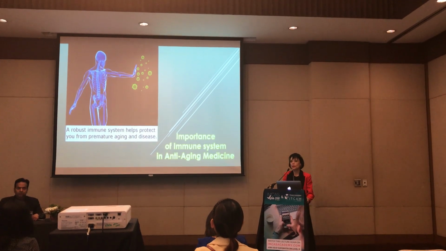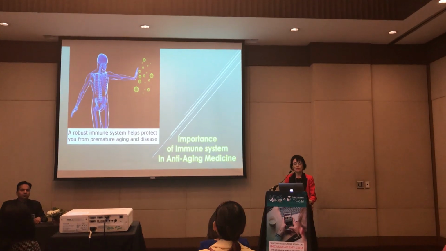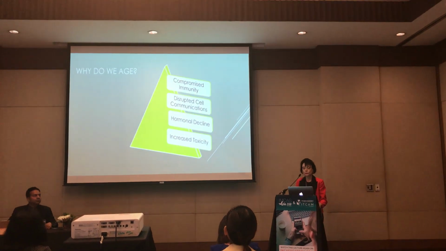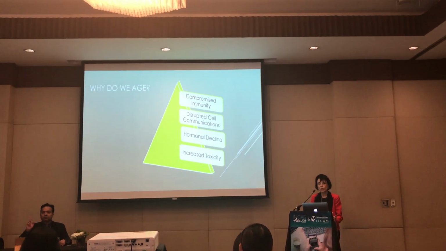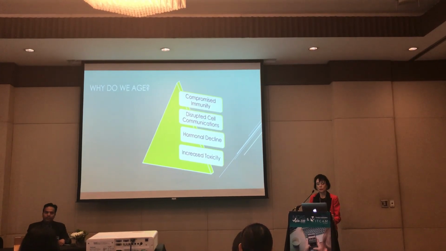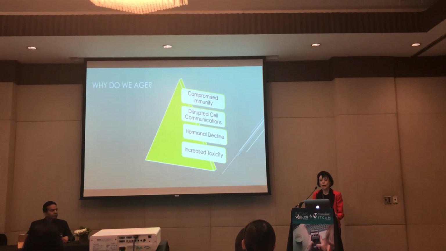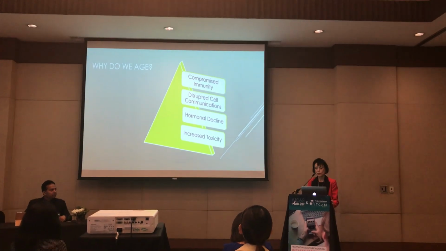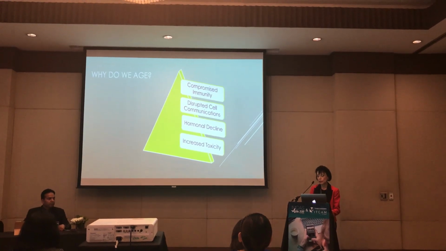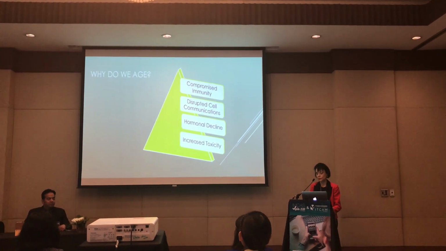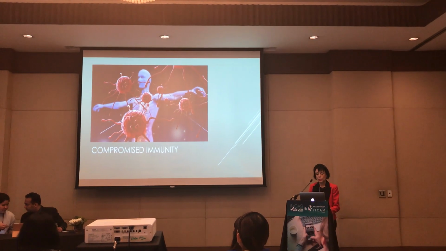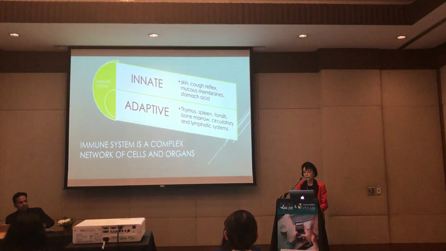So I will be talking about the importance of the immune system in anti-aging medicine. Why do we age? The immune system is compromised. There are disrupted cellular communications. There is hormonal decline and increased toxicity. Let's talk about the compromised immunity first.